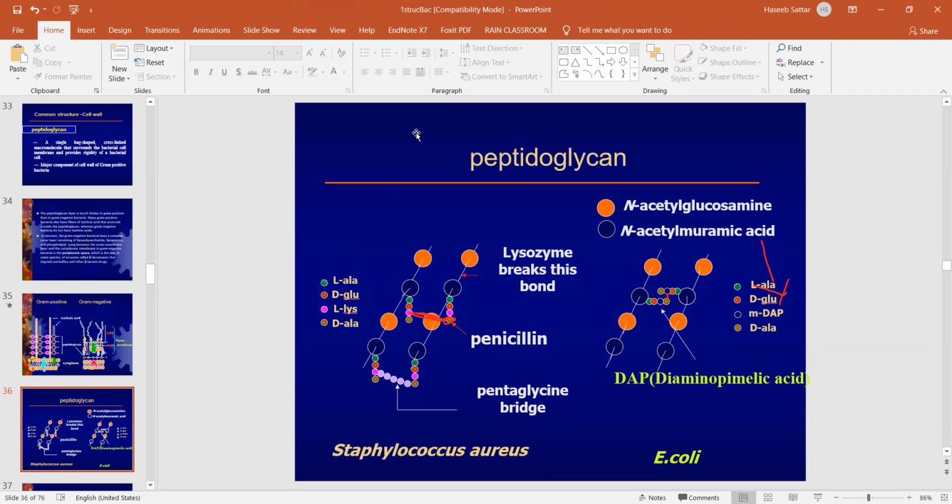So D-alanine is very important, as well as this DAP molecule, because the DAP molecule is unique. It is only present in bacterial cell wall. While for the cross linkage, D-alanine is very important. So D-alanine is required. It must be there for the cross linkage. Is that okay?